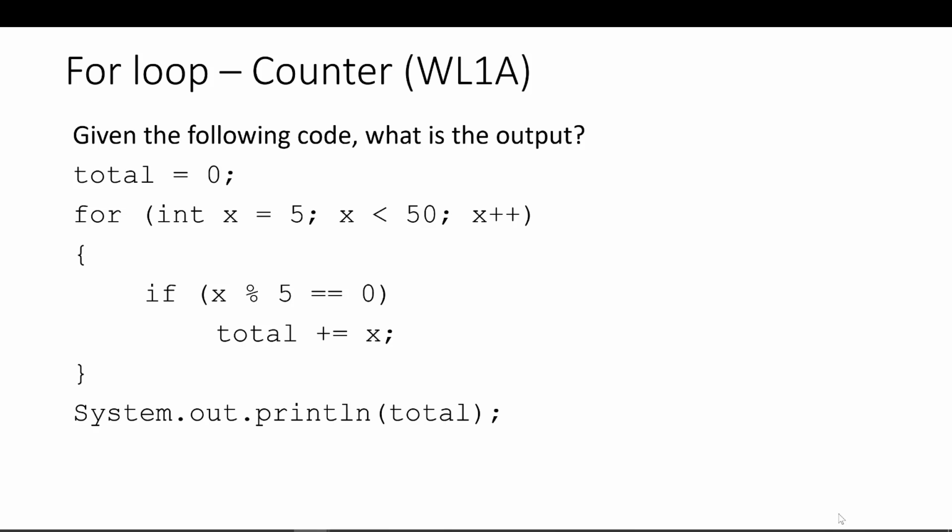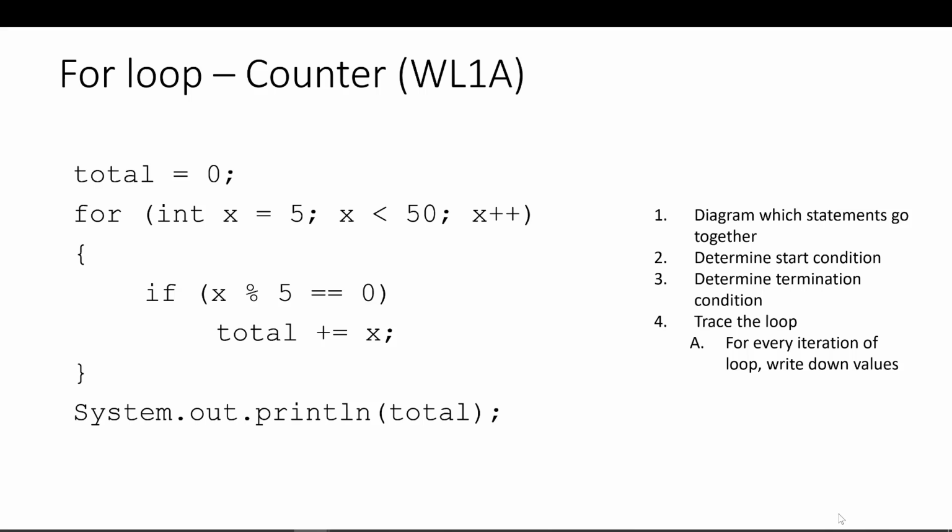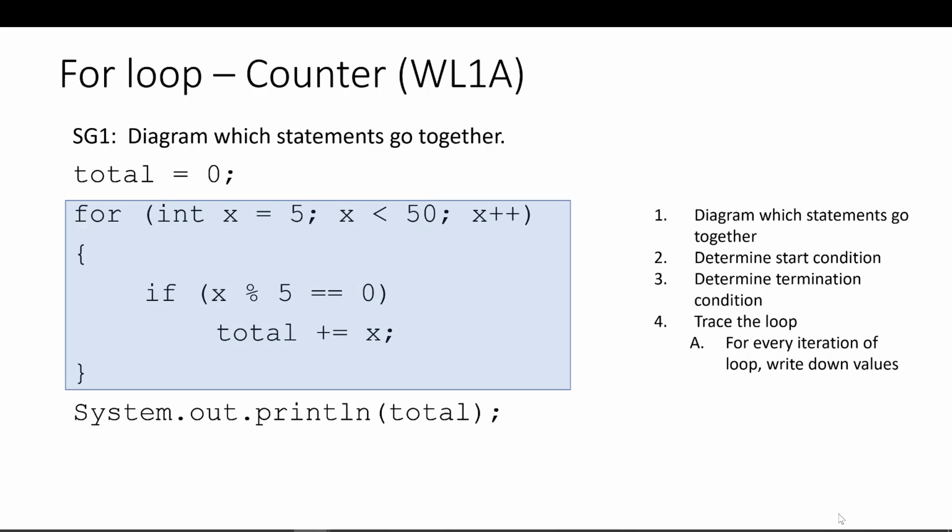Here's the problem statement that we want to solve in this example. Given this code, what is the output? For subgoal 1, we want to diagram which statements go together. We want to group all of the statements that go with the for loop together. Because this for loop has curly braces, it's easy to see which statements belong.